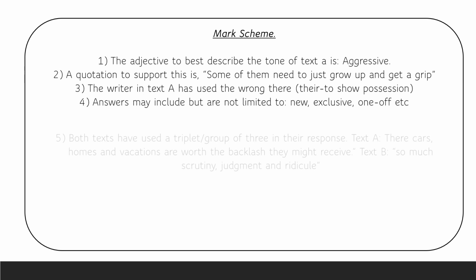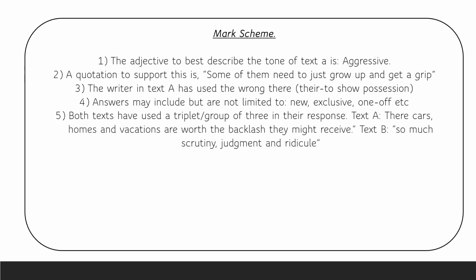Next one then, number 5. So we're thinking about which one would use the same DAFOREST technique. So both texts have used a triplet or a group of 3 in their response. Now you could have identified a number of different techniques as well, as long as both of them have it in there. So you might have things like facts and opinions, for example, which was also in there. The main one I was thinking of though would be a triplet or a group of 3.